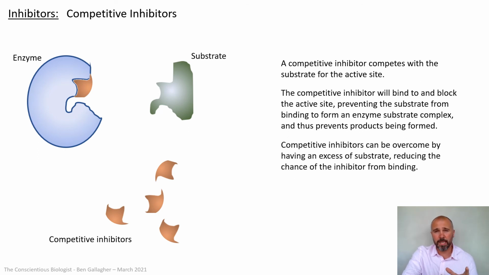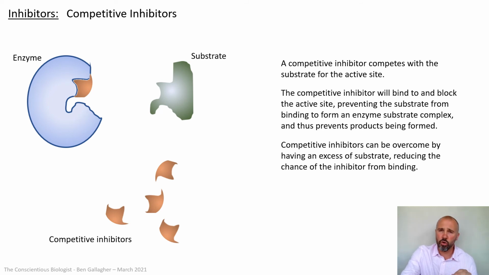Now, as I've tried to explain there about the numbers though, competitive inhibitors can be overcome by having an excess of substrate. I mean, excess means high amounts, way more than you need, because that reduces the chance of the inhibitor binding. If you've got one enzyme and 10 substrates and one competitive inhibitor, well, it's 10 times more likely that you'll get an enzyme substrate complex than an enzyme competitive inhibitor complex. So if you put loads of substrate in there, then you could make a situation where effectively it doesn't matter that the competitive inhibitor is in there. It's all about probability. The more competitive inhibitor there is, the slower the reaction is going to be.